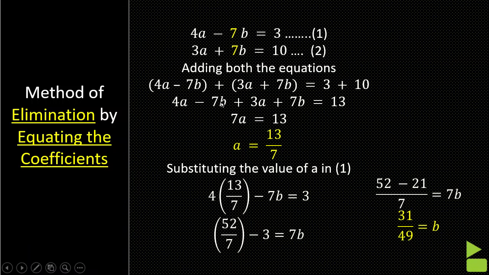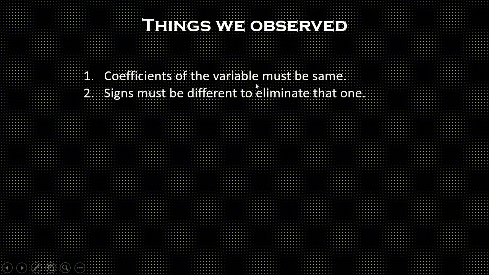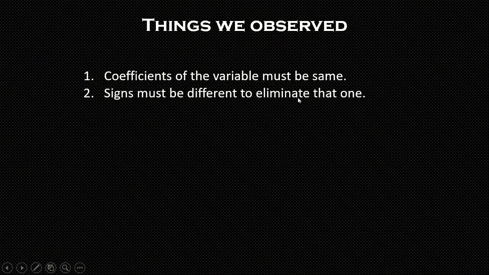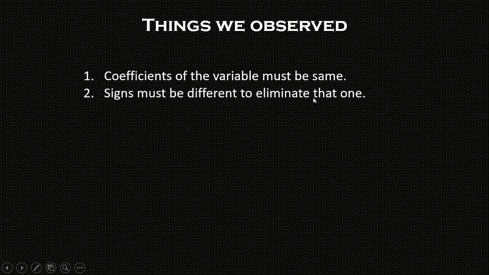We are not going to change the sign, and automatically the variable should be eliminated. Now, what are the main things we observed in the two examples? First thing is that the coefficient of the variable must be the same. As in both the examples, we have found that coefficients were same, and signs must be different. If signs are same, we were subtracting them to make the signs different. If the signs are already different, we are adding them to keep the signs as it is.